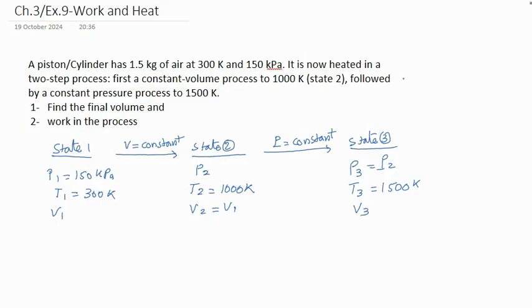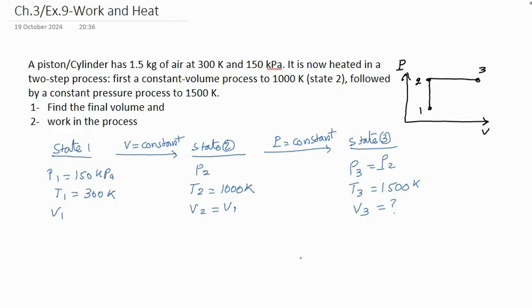So to explain this in a pressure-volume diagram, we have a constant volume process between 1 and 2. This is 1, this is 2, and then a constant pressure between 2 and 3. So what we need to find is V3.